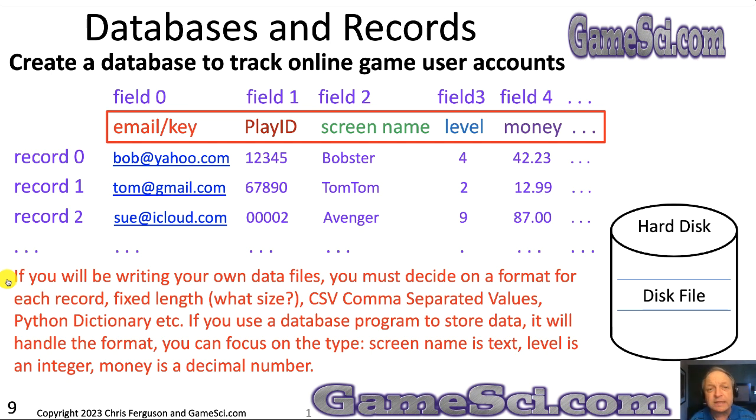You can focus on the type. The screen name is going to be text. Level is an integer. Money is a decimal number.